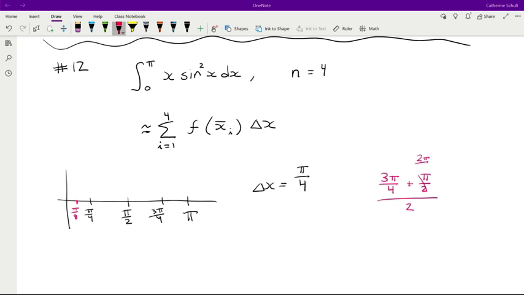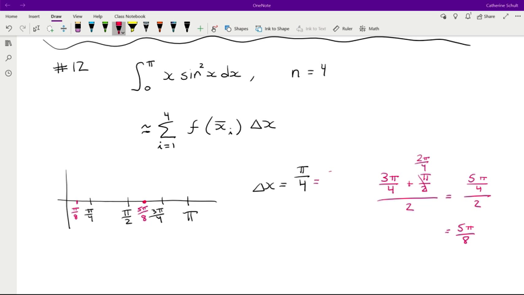So 2 pi over 4. Okay, so then this is 5 pi over 4 divided by 2. Clean that up, it'd be 5 pi over 8. So that would be this midpoint right here, 5 pi over 8. Okay, a shortcut, once we know one midpoint, because everything is separated by pi over 4, we can just keep adding pi over 4, add pi over 4, add pi over 4, until we have all our midpoints.